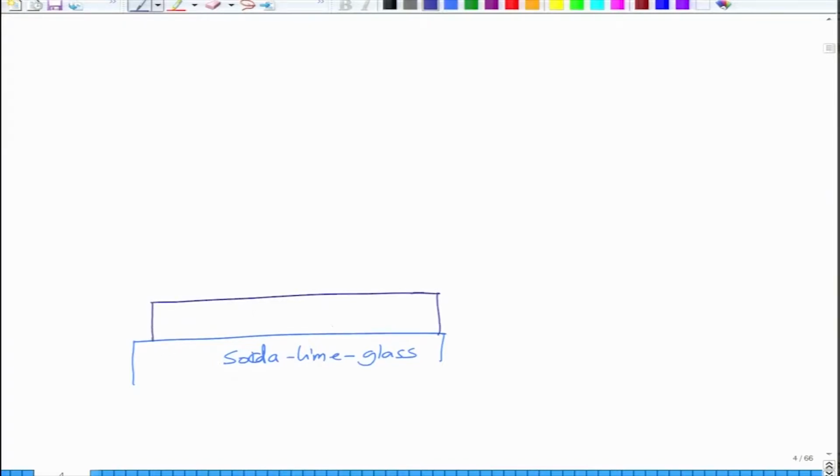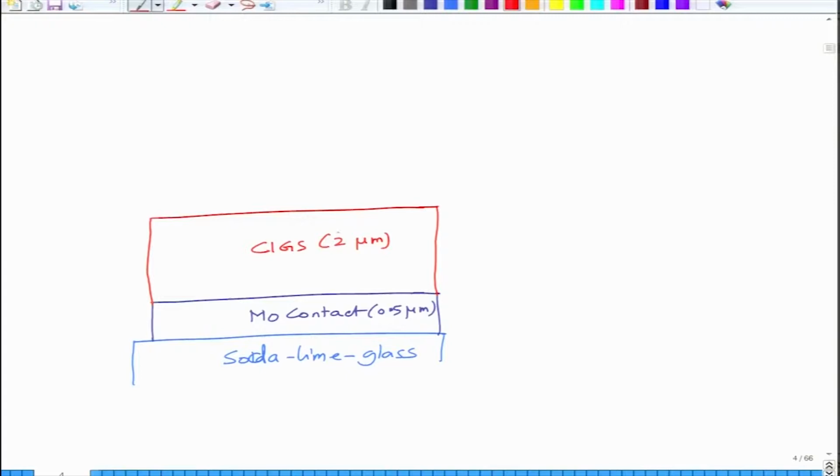So, here molybdenum is used as a contact, which is about half a micron thick, and then we use a layer of CIS or CIGS, about 2 micron. Okay. And then on top of it, just like cadmium telluride, we use a thin layer of cadmium sulphide window layer, which is about 0.05 micron or about 50 nanometers.